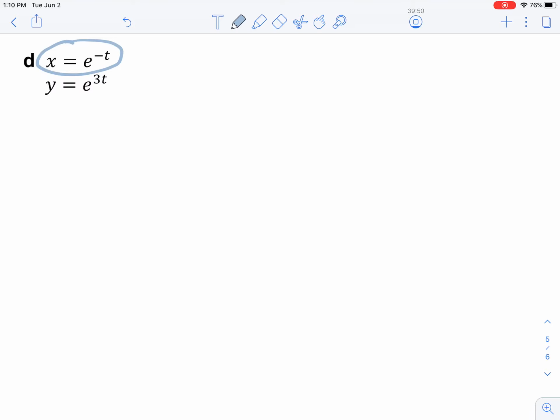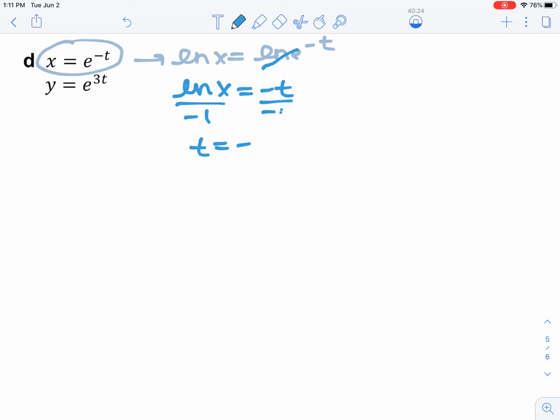Remember that in order to solve an exponential equation, we need to take the natural log of both sides. So if I take the natural log of both sides, I get natural log of x equals natural log of e to the negative t, and hopefully we remember that natural log and e are inverses. They undo each other. So that gives us the statement natural log of x is equal to negative t, and quick division of that negative tells us that t is equal to negative natural log of x.